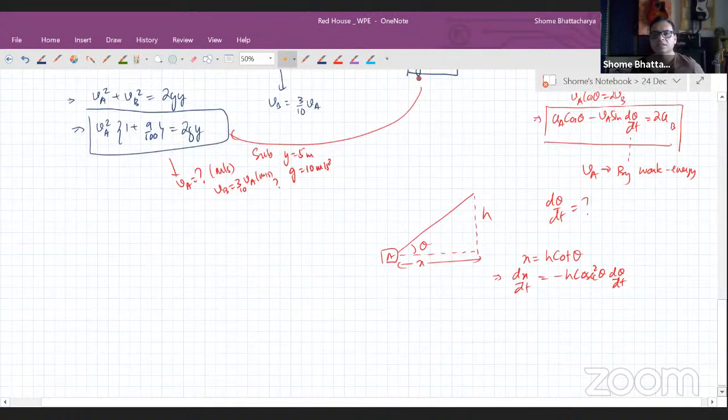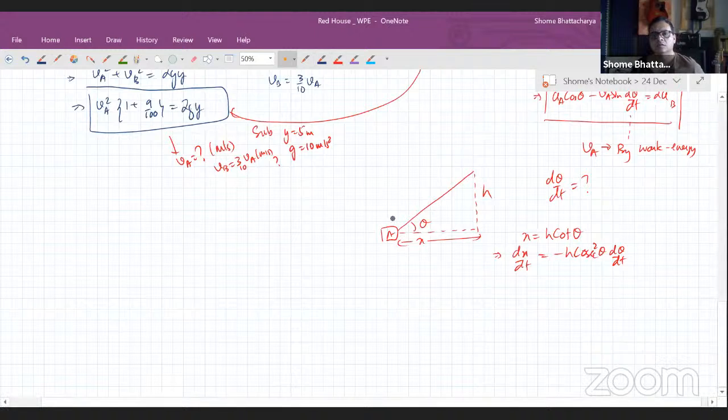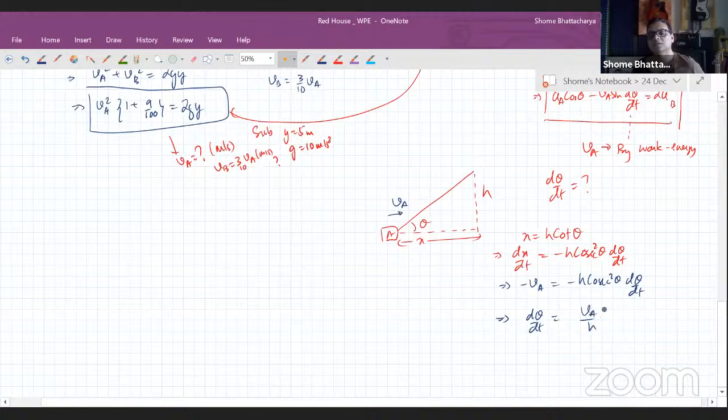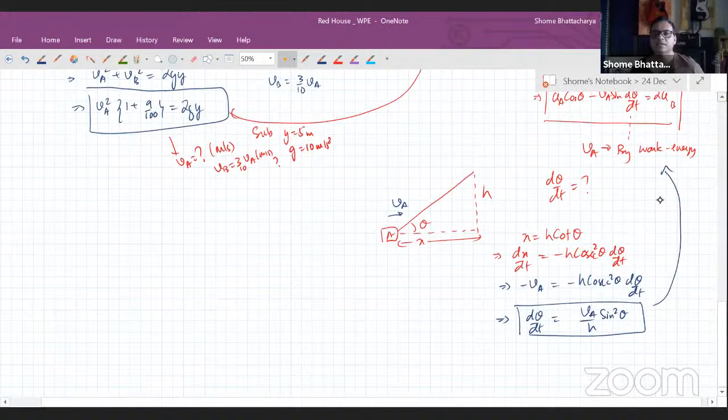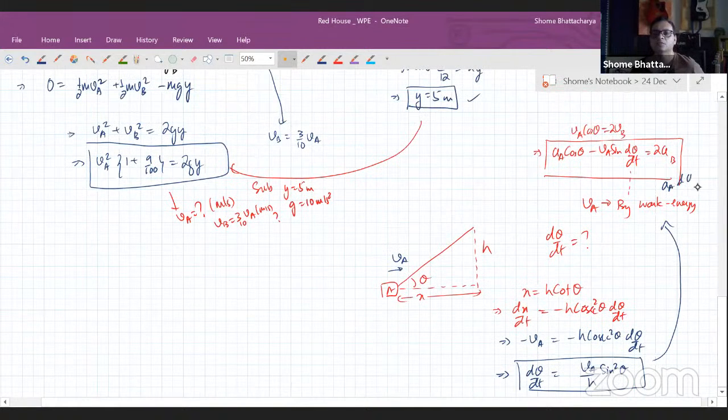Okay, and dx by dt will be nothing but minus of VA, because x is decreasing at the rate of VA. So minus VA is minus h cosec square theta d theta by dt. So we'll have to substitute d theta by dt as VA upon h sine square theta, cosec square theta will get, okay. And then we'll have to substitute that in this relation. So that will give a relation between acceleration of A and acceleration of B, that relation.